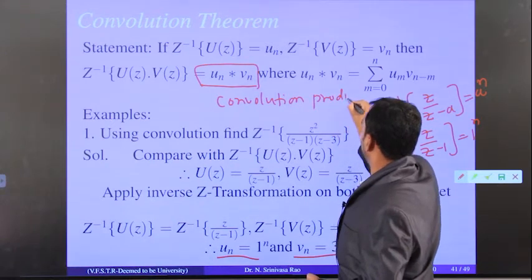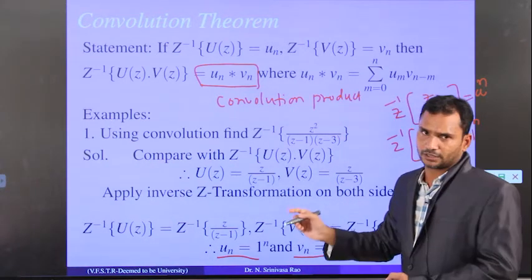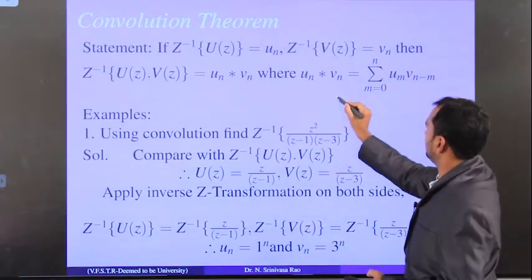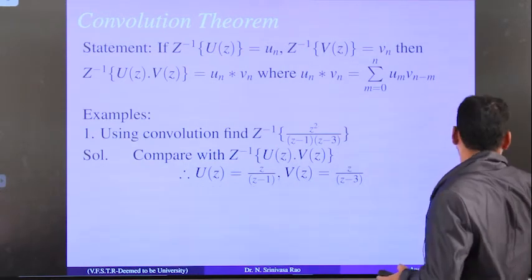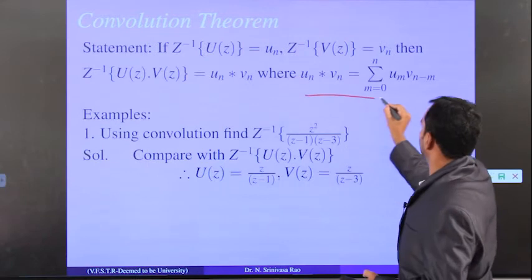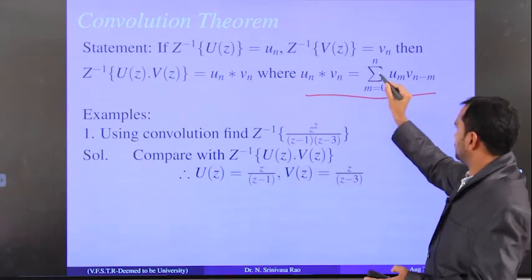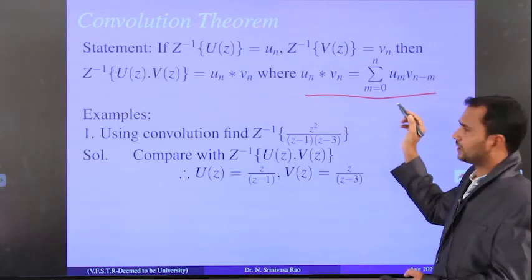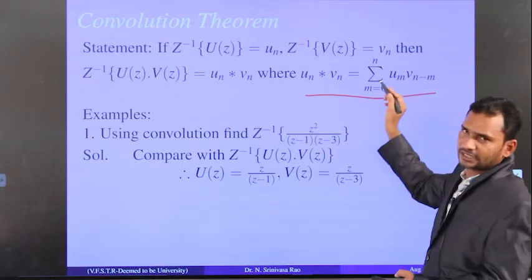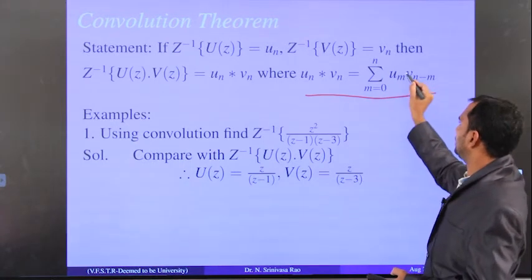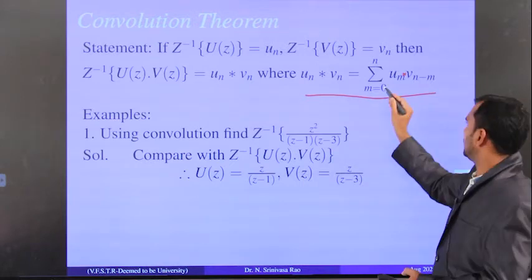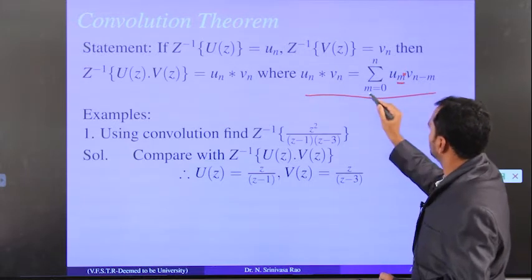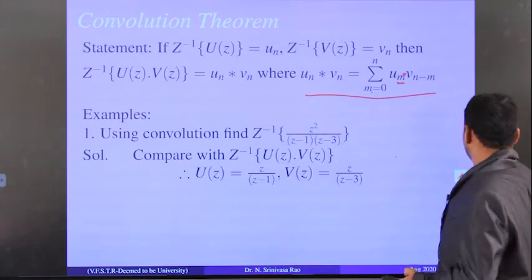Next, how to find the convolution product. The convolution product is defined like this. This is called the convolution product statement. It is defined by the sum, sigma m runs from 0 to n, of u(m) into v(n minus m). This sigma means summation in mathematics, and you just multiply these two, u(m) into v(n minus m). You have to run only m. Here n is a constant. You run m from 0 to n. This way you have to find it.